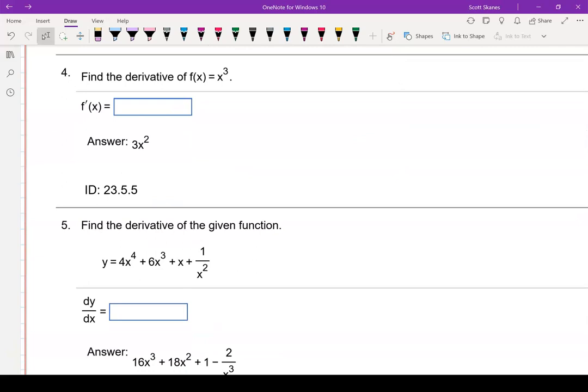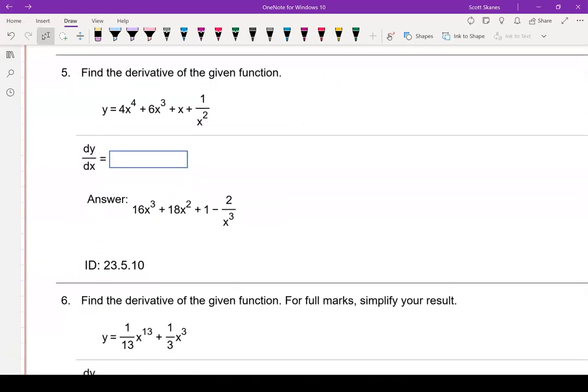Now number 4, it does not say use the definition, it just says find the derivative. So you can use the power rule. All that means for us, bring the 3 down in front, reduce the power by 1. F prime is going to be 3x squared. That's our final answer. That's a gimme mark. I gave you that basically to build your confidence a little bit.